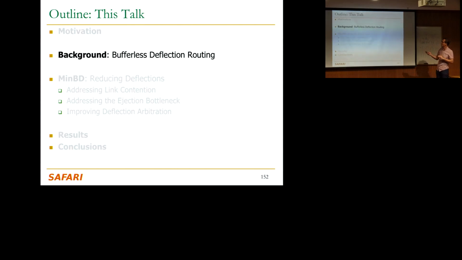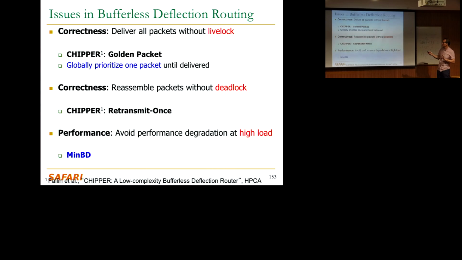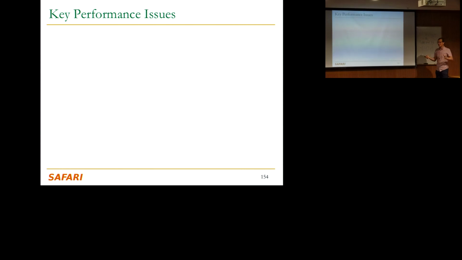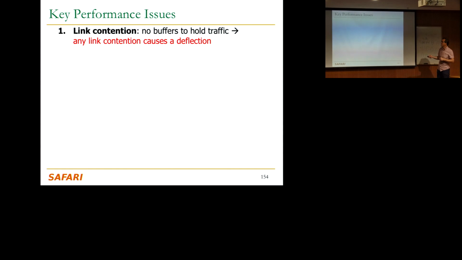You already know the background, so I'm going to skip through this really quickly. We already covered this, right? Basically, we solved the correctness issues which led to performance problems with the CHIPPER. But there is also performance left on the table, which is how do you avoid performance degradation at high load? And this has really been the Achilles heel of bufferless networks. And I think the solution that we're going to talk about is really MinBD, which is minimally buffered deflection routing.